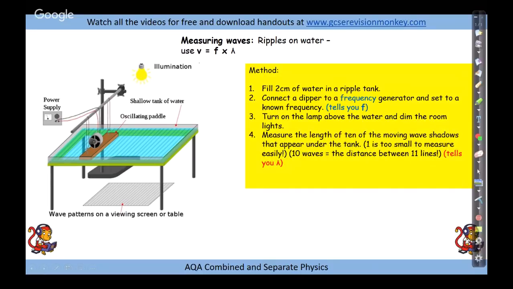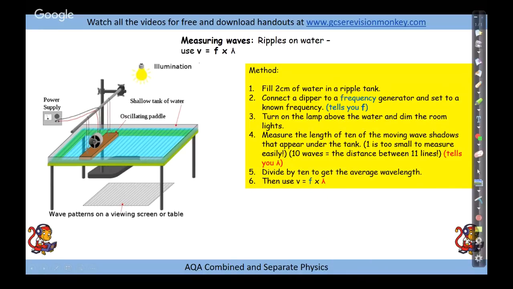Now one is going to be too small to measure easily, and this is important. If you're measuring the length of 10 waves, it's 11 lines, okay, because you've got a line at the start and the end, so you're going to have 11 lines to measure 10 waves. So that's going to tell us the wavelength. You measure 10 of them, divide by 10, it's going to tell you the wavelength.